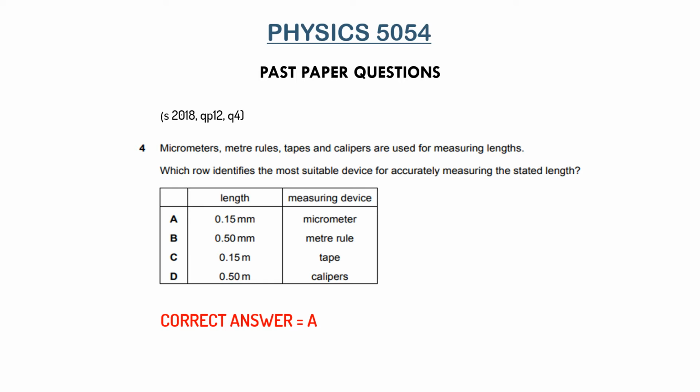Now the problem here is with 0.50 meter. First let's convert it into centimeters, because we know the maximum value that a vernier caliper can measure is either 20 or 30 centimeter. Any value above 20 or 30 centimeters, a vernier caliper cannot measure, whereas 0.50 meters is actually 50 centimeters. So its jaws cannot extend that far to measure anything that is 50 centimeters. So again, option D is also incorrect. The only option that is correct was option A, 0.15 millimeters, which can be measured only using a micrometer.